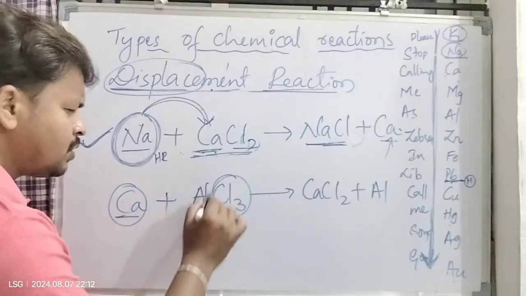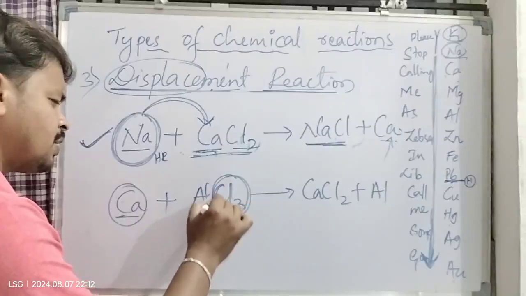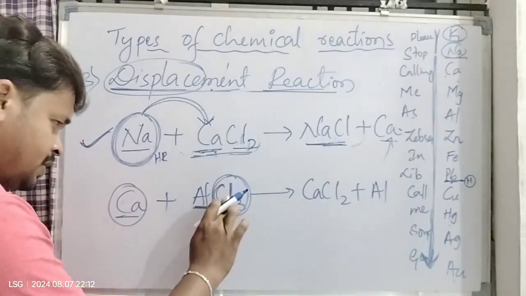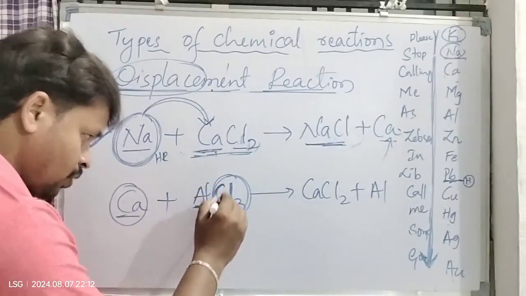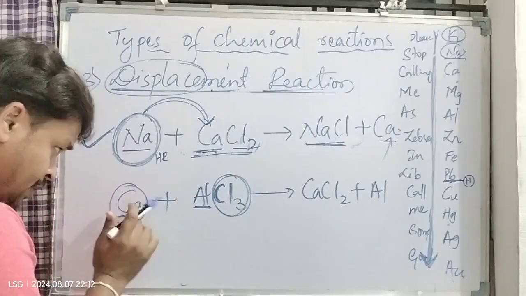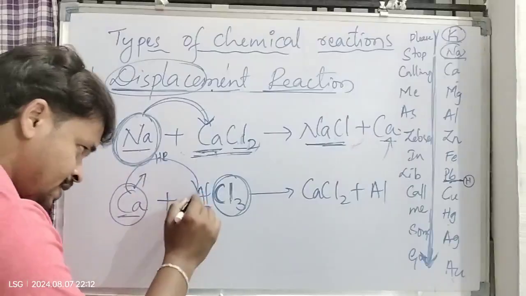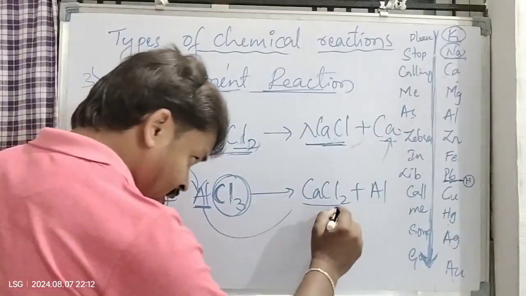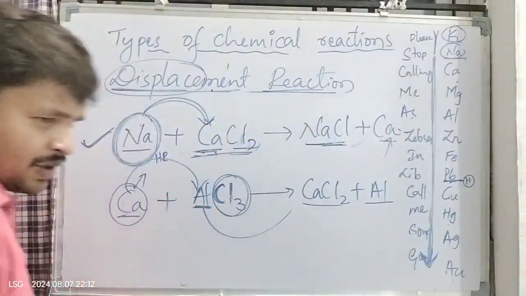You don't see about the ions here, what is negative ion or whatever. Here chlorine is a non-metal. See that among the metals, calcium is most reactive, it can displace the aluminium to form calcium chloride and aluminium is out.